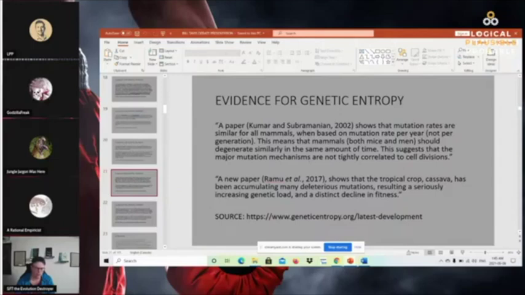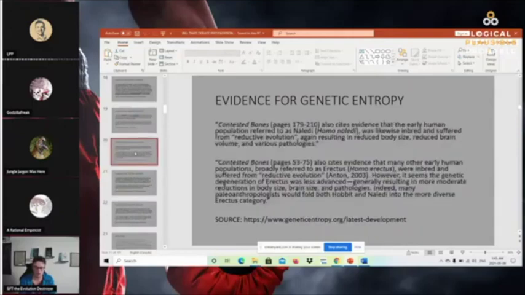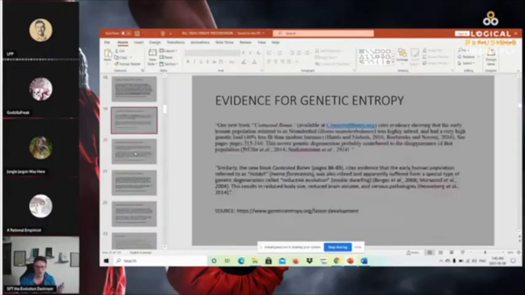Right. And right here is a paper that I'd recommend, Andrew, that shows mutation rates are similar for all mammals when based on mutation rate per year. This means that mammals, even mice and men, should degenerate similarly in the same amount of time. This suggests that the major mutation mechanisms are not tightly correlated to cell divisions. And there are many localized examples of genetic degeneration in tropical crops. We've seen it in hominid populations, which probably best explains the extinction of Naledi, Erectus, Neanderthalensis, Floresiensis.